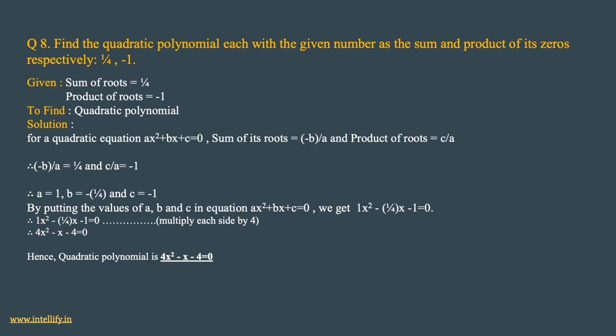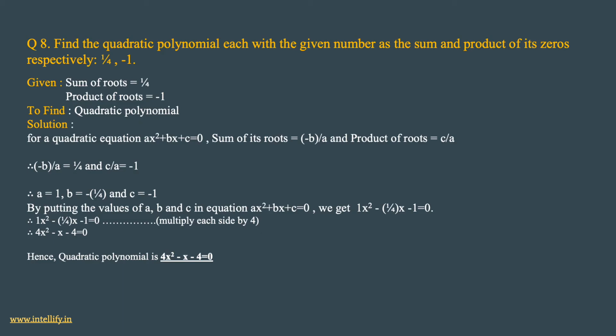By putting this value in the quadratic equation ax square plus bx plus c is equal to 0, we can get the expression x square minus 1 by 4 x minus 1 is equal to 0. Multiplying each side by 4, we will get the final polynomial, which is 4x square minus x minus 4 is equal to 0. Hence, the answer is quadratic polynomial 4x square minus x minus 4 is equal to 0.